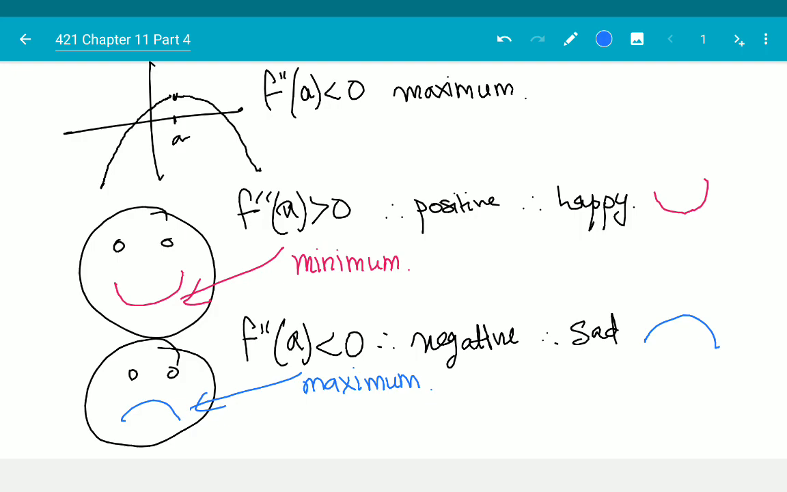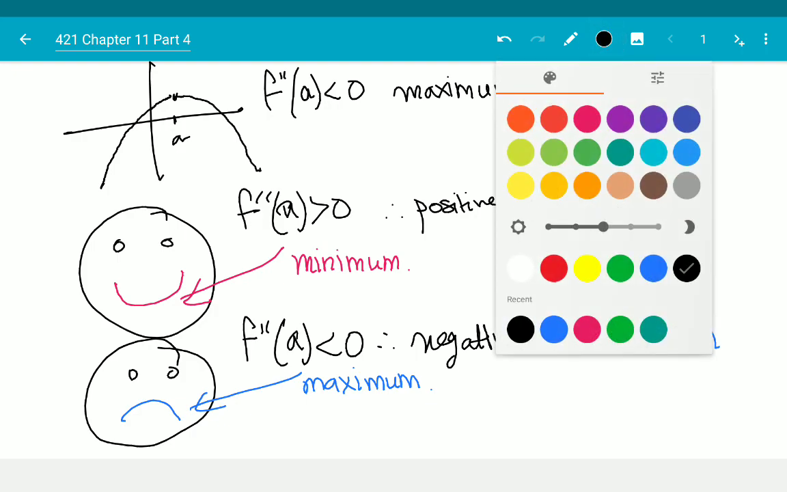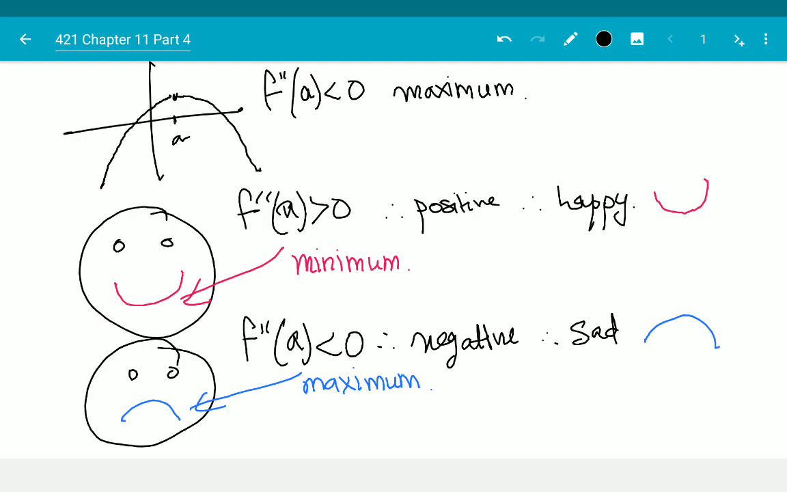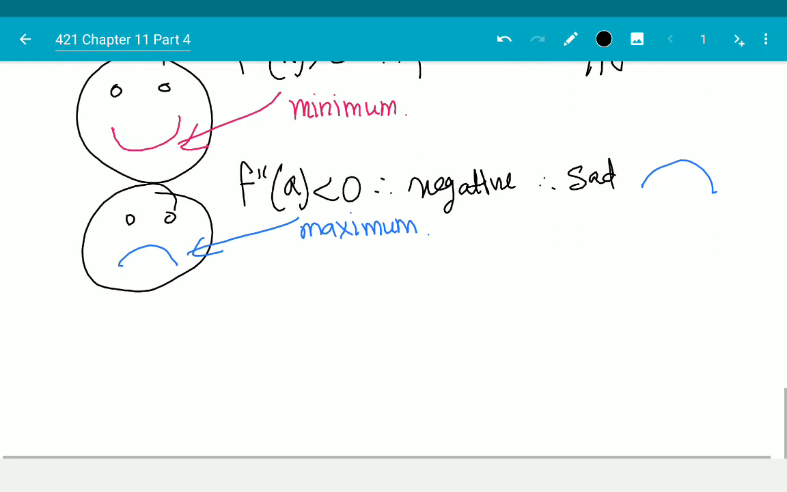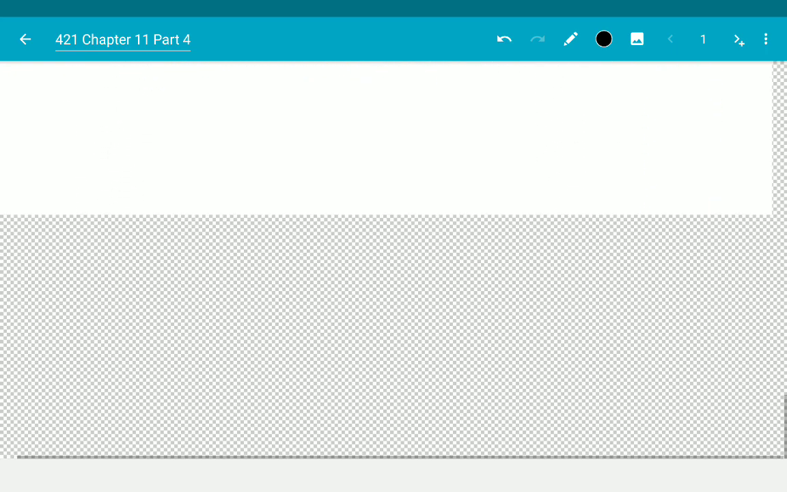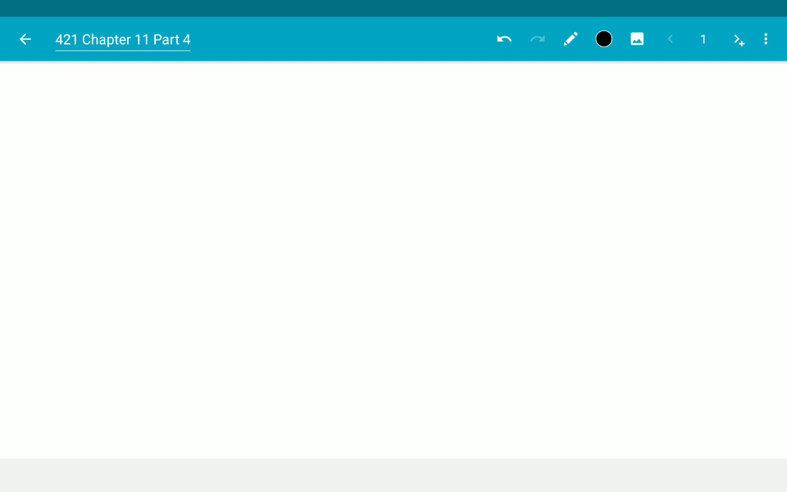Okay, so I found that really helpful because back in the day, I used to be extremely confused by this. I couldn't remember if f double prime greater than 0 meant maxima or minima. I had to draw the figure every time. This helped me out.